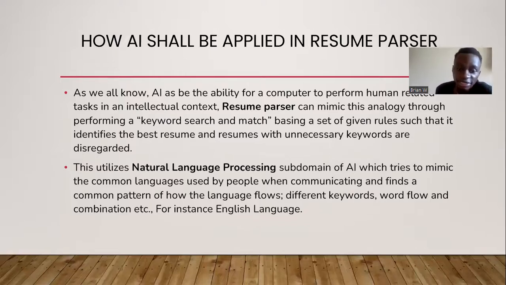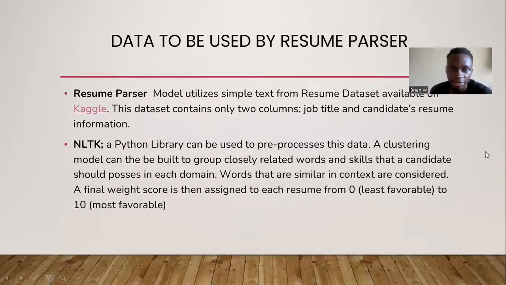As we said earlier, it utilizes natural language processing, a subdomain of AI, which mimics the language used by people to communicate and finds the different common patterns of how the language flows, the different keywords, the word flow and combinations. And as we said, English is one of the natural languages which people use to communicate. So for this project, we are going to be using the dataset which can be found at Kaggle, which is basically a data science website, a data science company, which has a lot of data sets to be used in different projects for machine learning, data science, big data, and everything.